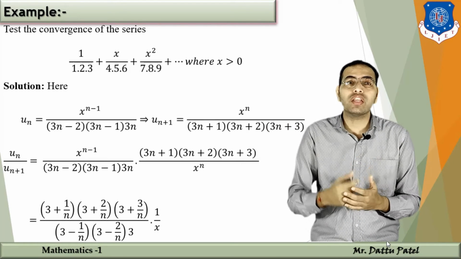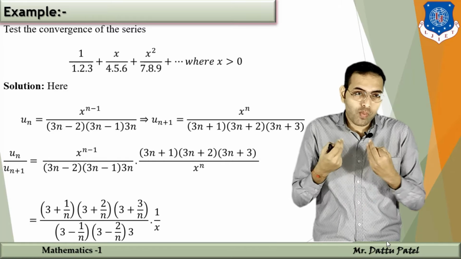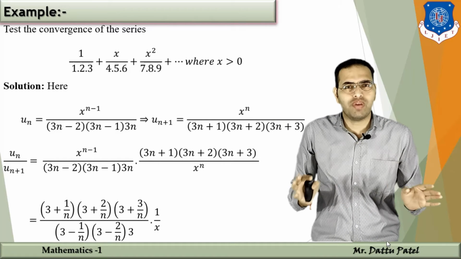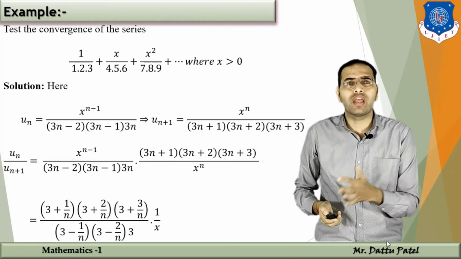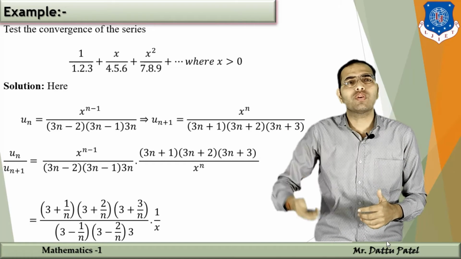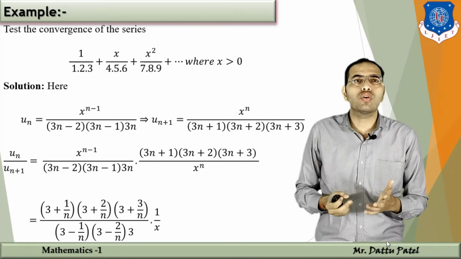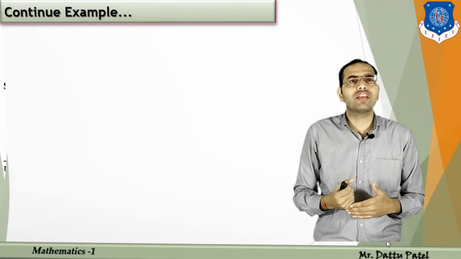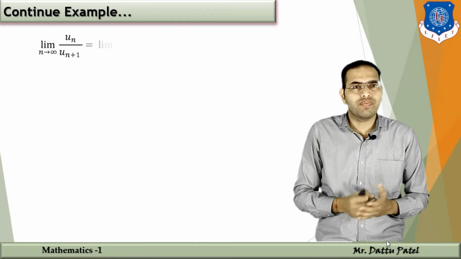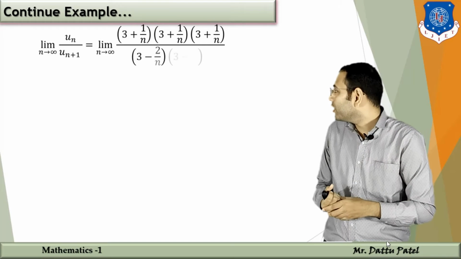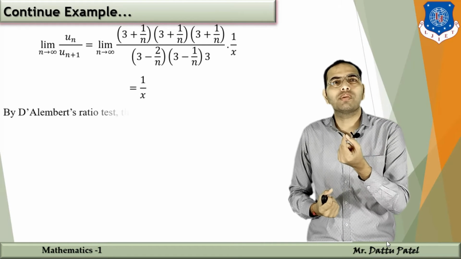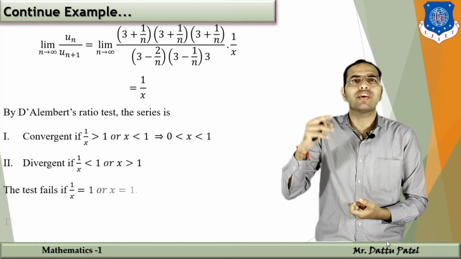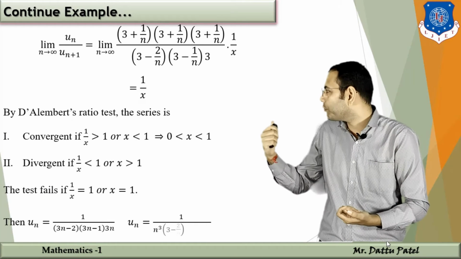Here we have to take the ratio un upon un plus 1. If you want to take the ratio un plus 1 upon un, it doesn't matter. Either ratio, un upon un plus 1 or un plus 1 upon un, you can take as you like. Now applying the limit to the ratio, limit n tends to infinite, un upon un plus 1. As n goes to infinite, we get 3 plus 0, 3 plus 0, 3 plus 0 in the numerator, and 3 minus 0, 3 minus 0 into 3 in the denominator. Then 27 and 27 cancel out, so we get 1 into 1 upon x.